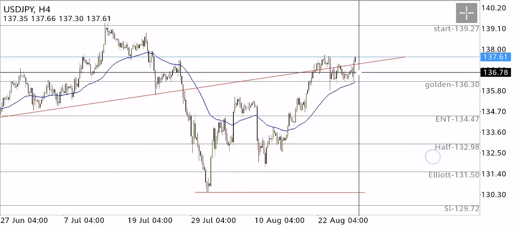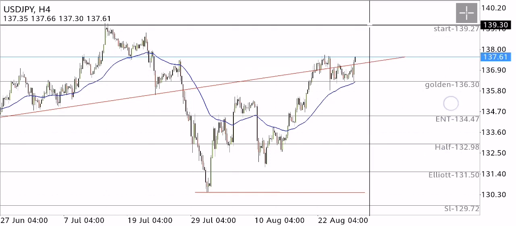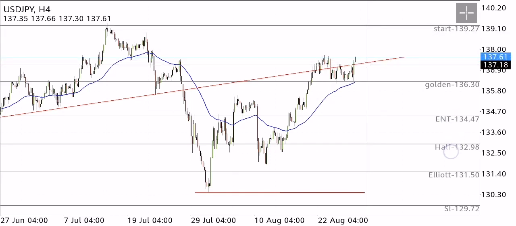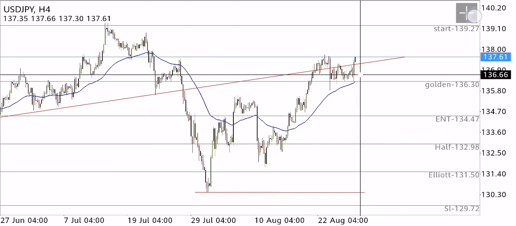So our next awaited target is 139.27 in the next week, hopefully reached within the next week, because the Japanese situation is also weakened. So unless holding above the 136.30 level, we are suggesting the bullish trend for upcoming days.